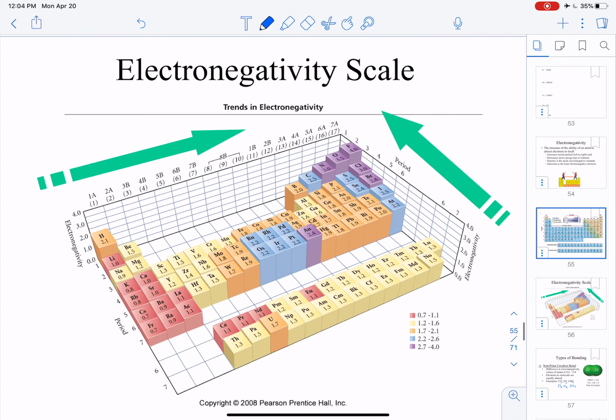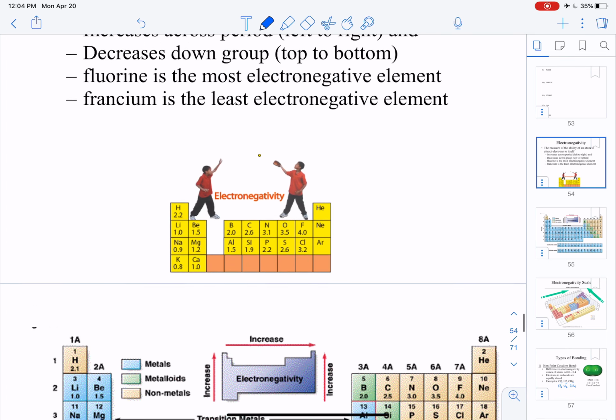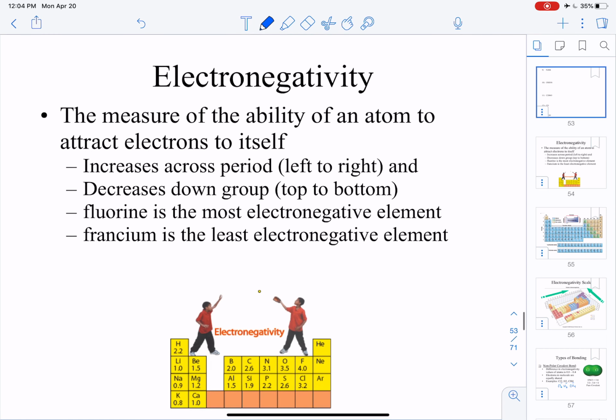So let's back up to the first slide in this group, which is right here, electronegativity. And electronegativity is the concept that different elements have different abilities to attract electrons to themselves. So the higher the electronegativity value, the better the atom is at attracting electrons to itself.